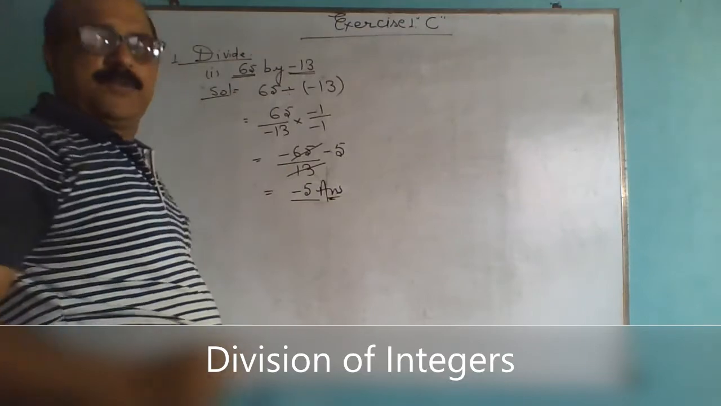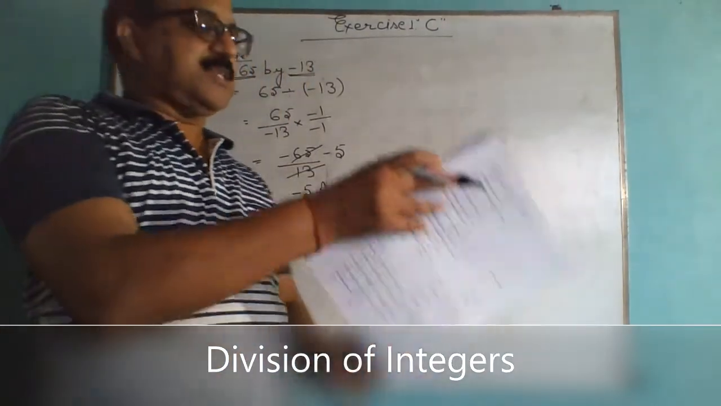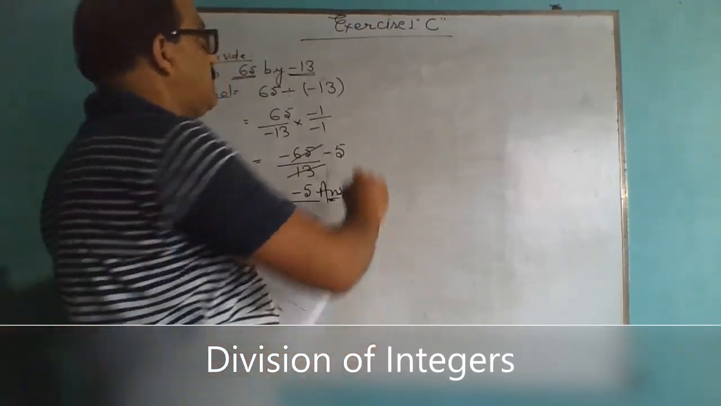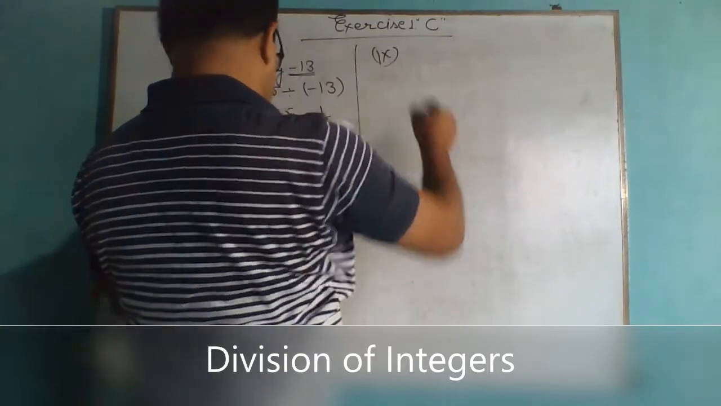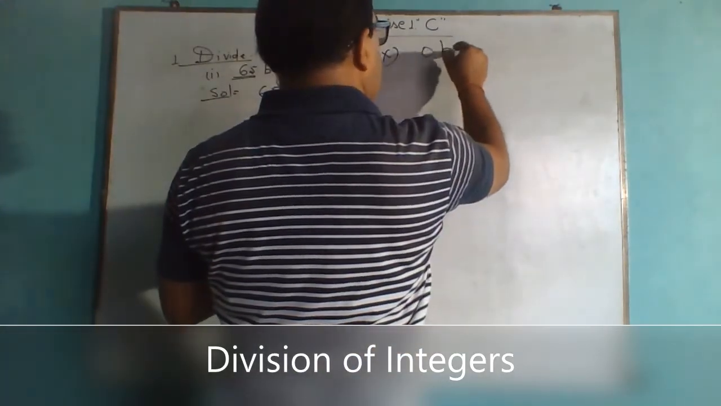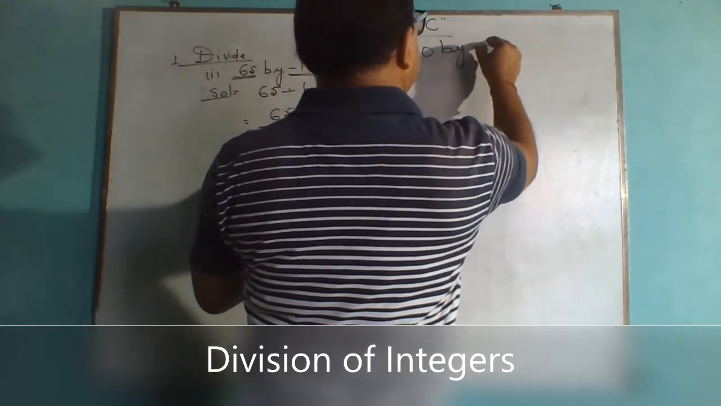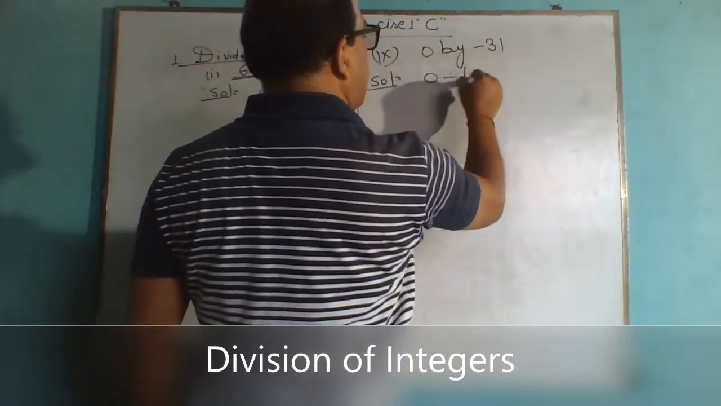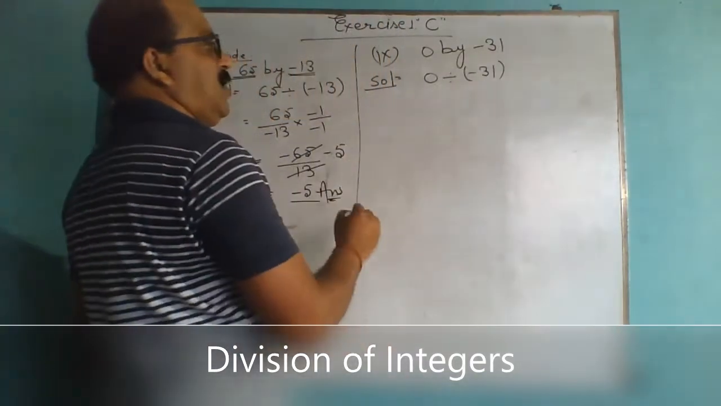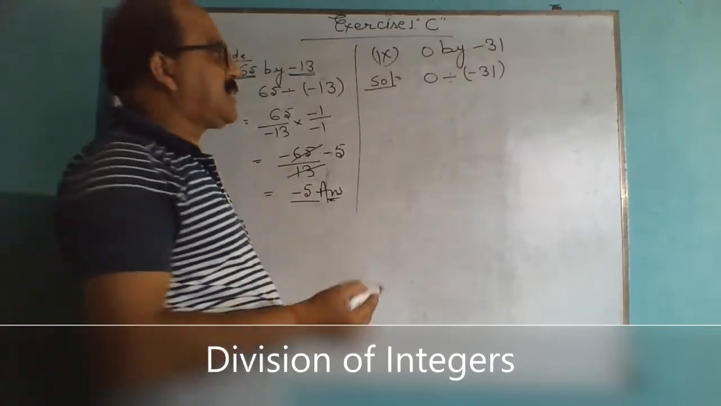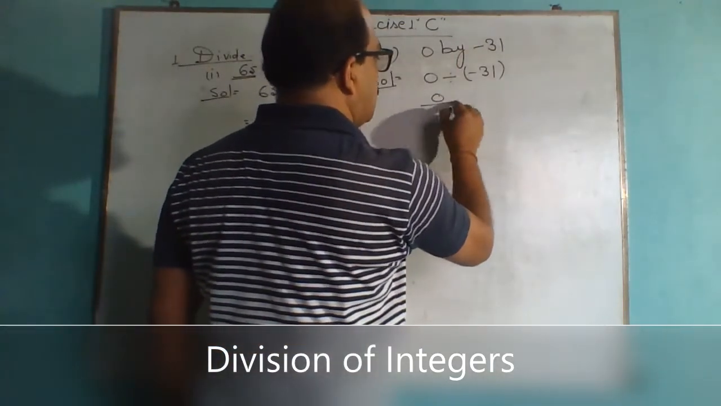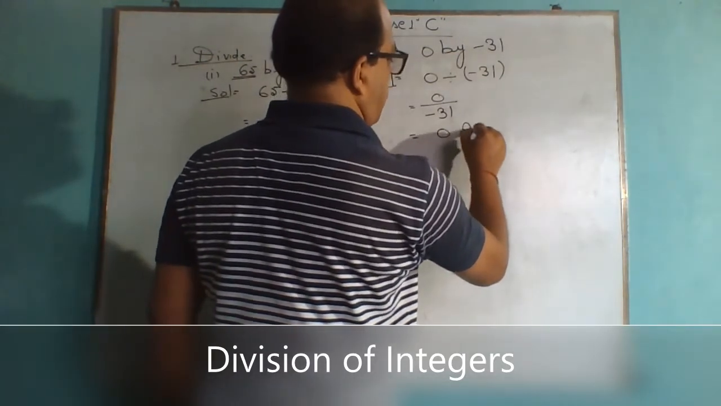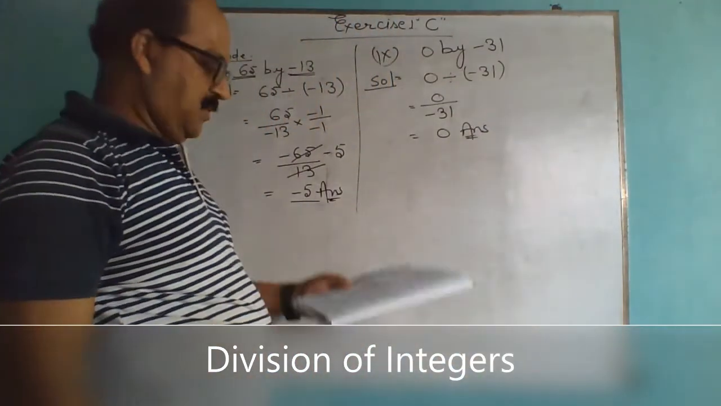And the same, all these questions are related to the same properties. One is here, question number 9. 0 divided by minus 31. What do we get? We get nothing. Here the answer will be 0. Very simple.